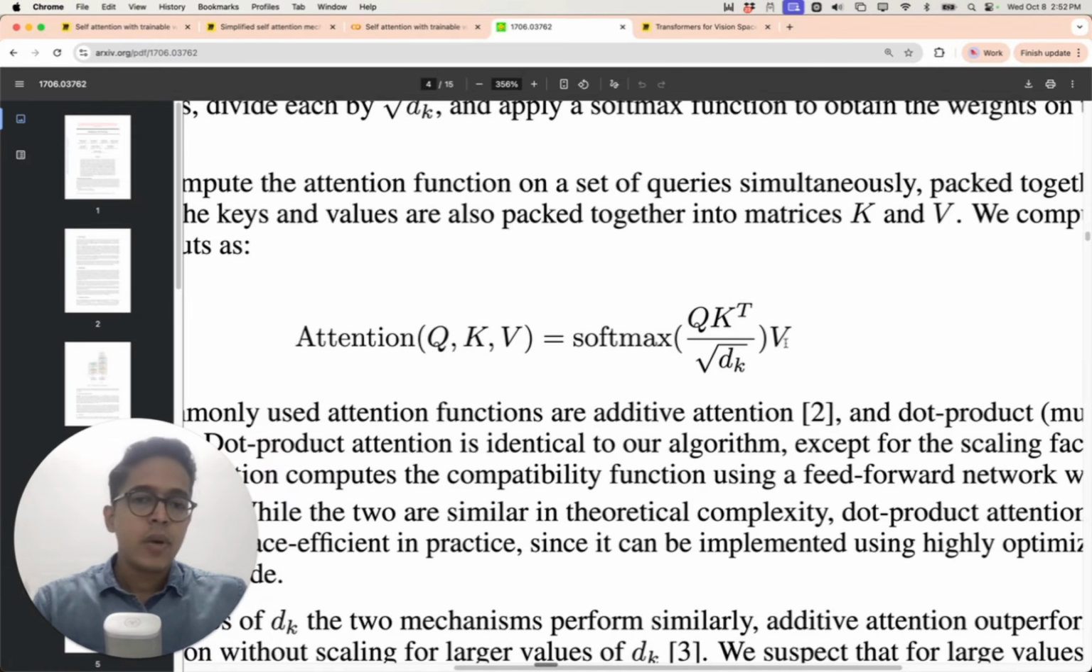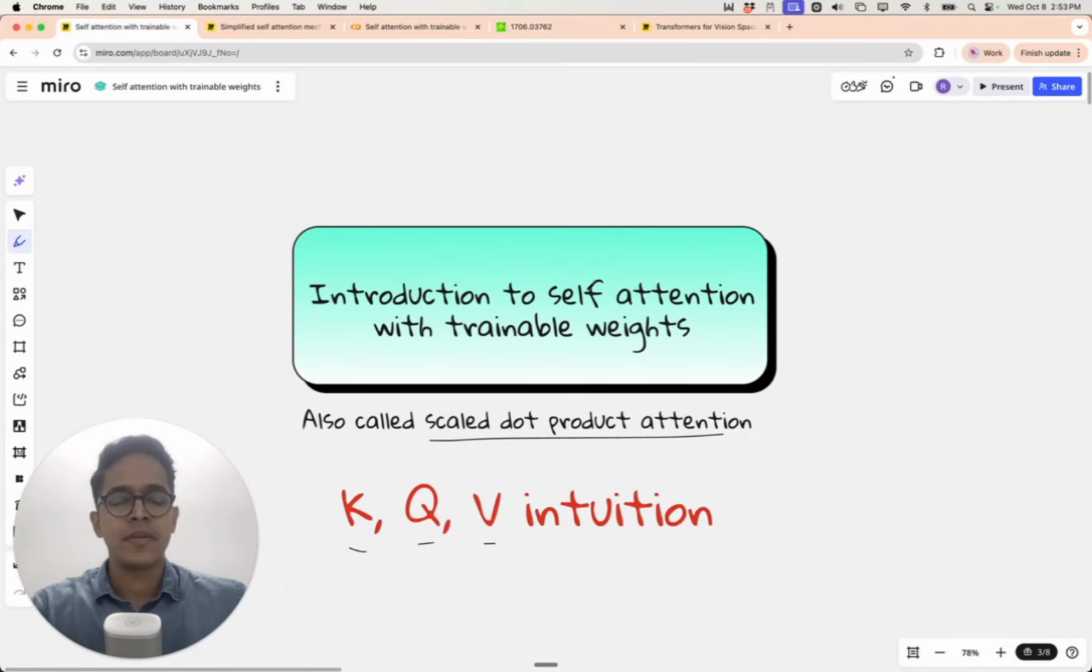Right now, it may look a bit intimidating to you, but don't worry. By the end of the lecture, I guarantee that you will have a fairly good understanding of what exactly this equation is trying to tell from an intuition perspective. So with that, let's get into the lecture.